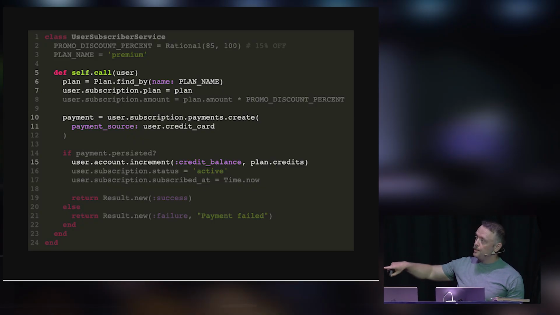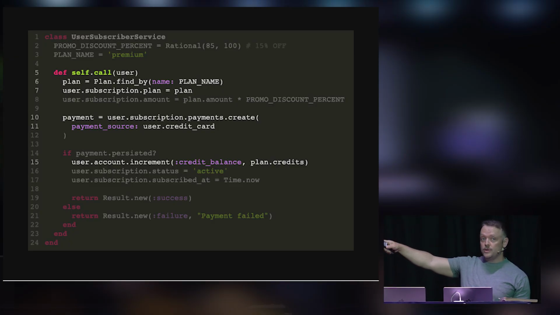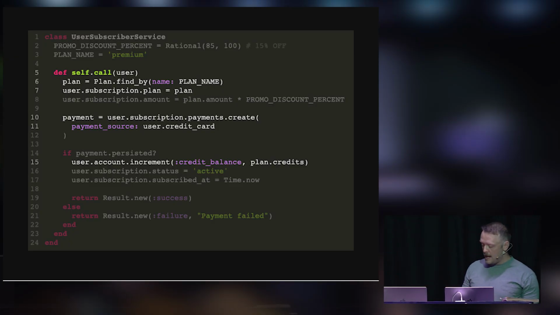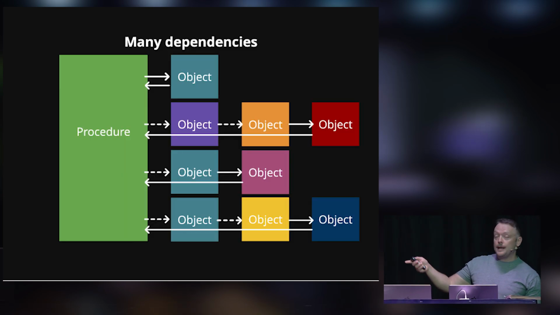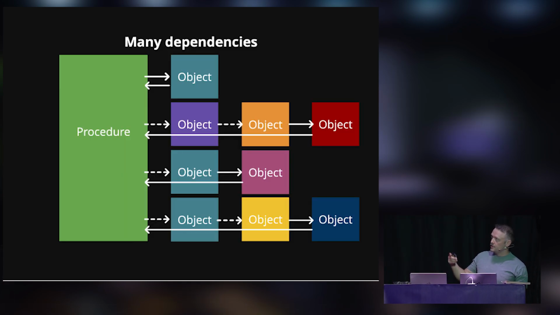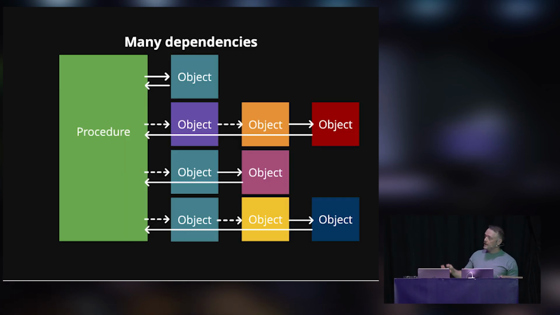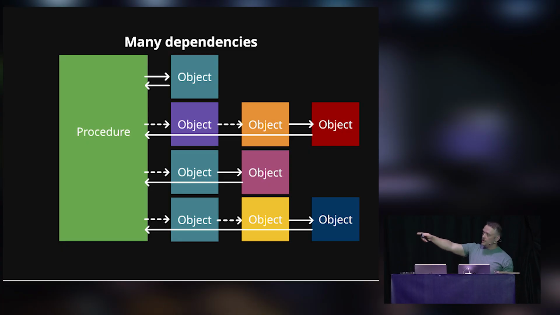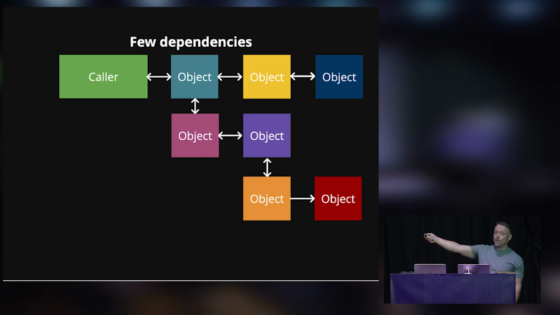Because this is an entire process, any new steps that we add to the process are likely to add new dependencies. So this is an object that will continue to complexify and grow as we change our process. This is a conceptual diagram to try to illustrate what I mean. Here we have a procedure object, a service object, and it has many dependencies. An object-oriented way to approach this problem might look more like this.